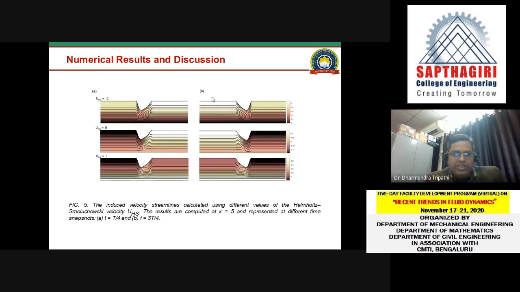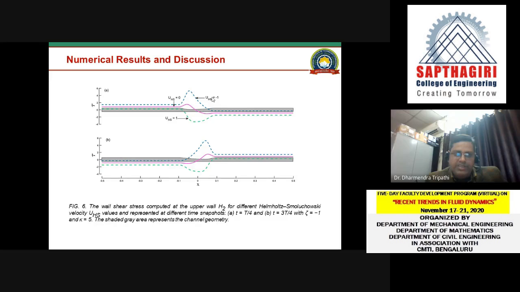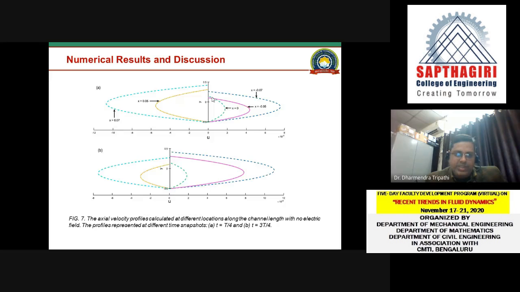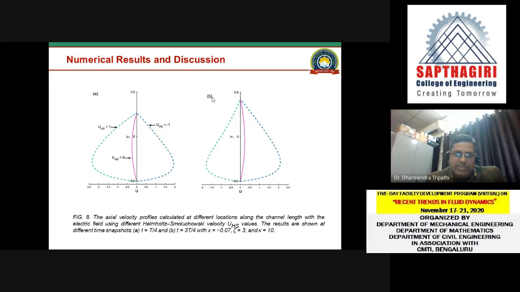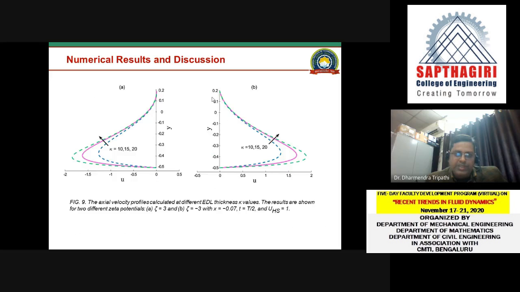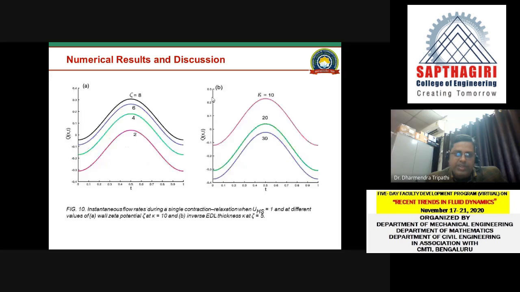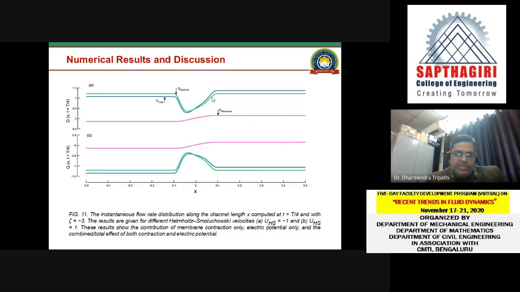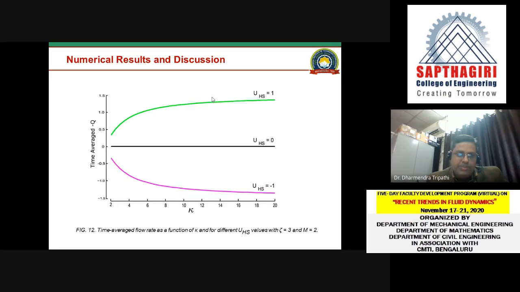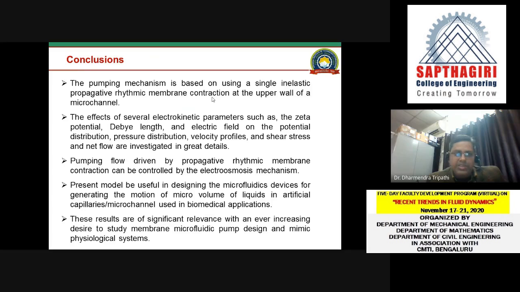We have also seen the streamlines for this type of fluid flow. I will go very quickly. Then shear stress distribution, then velocity profile, because velocity profile is also important. With respect to all the parameters we have discussed, these are the velocity profiles. Then flow rate, which people sometimes call flux: inlet flow rate, outlet average flow rate. So all these types of discussion. This is the conclusion.